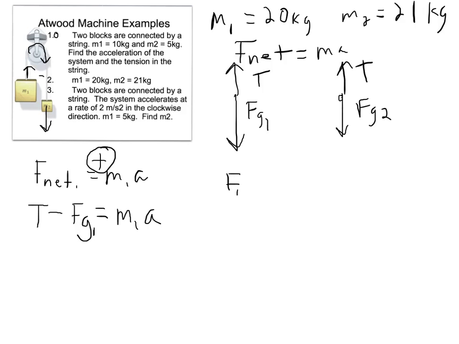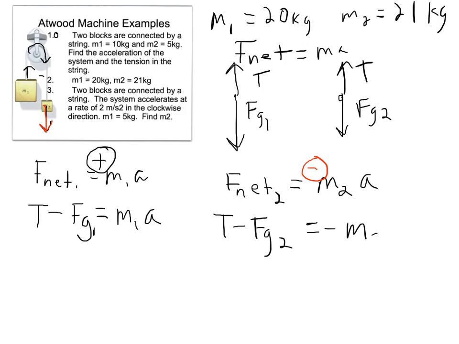Now let's look at object 2. The net force on object 2 will equal mass 2 times the acceleration of the system, which is the same for both objects. This object, however, will fall down. I showed you earlier mass 2 is heavier, therefore it will go down, therefore its acceleration should have a negative sign. The net force, or all the forces acting on object 2, are its tension pointed up and its weight pointed down, equals negative m2a, because acceleration is negative.